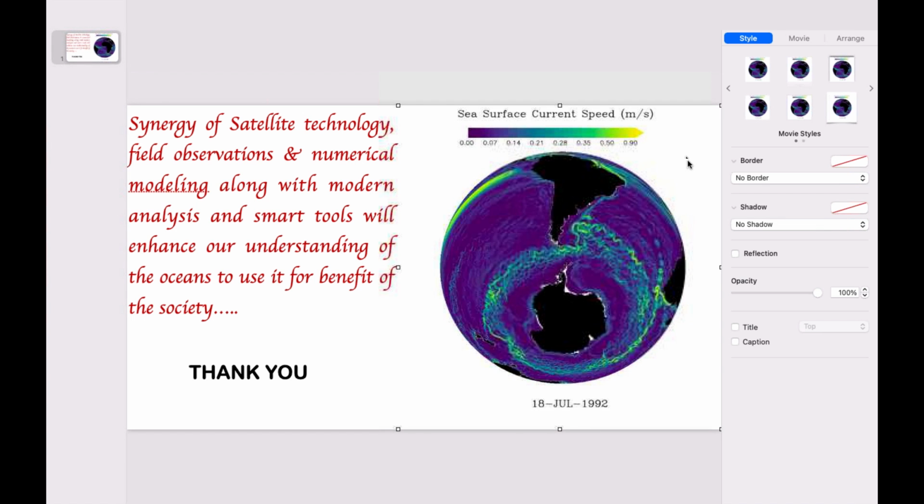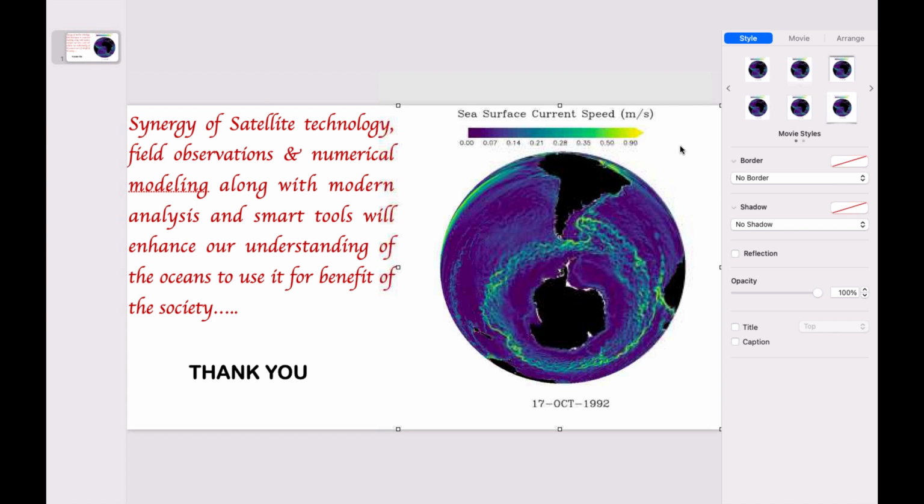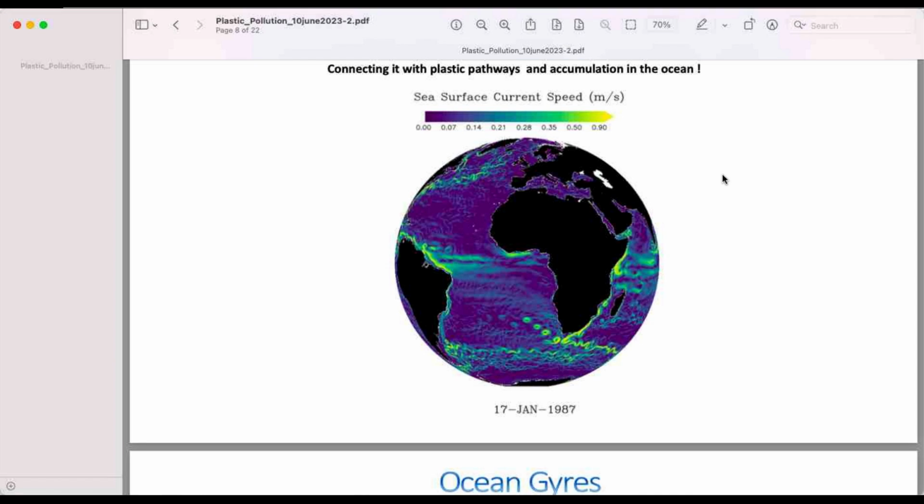Go to the next slide, Manish. These currents actually help us identify those regions which are the hotspots in the open ocean for these plastics to accumulate.